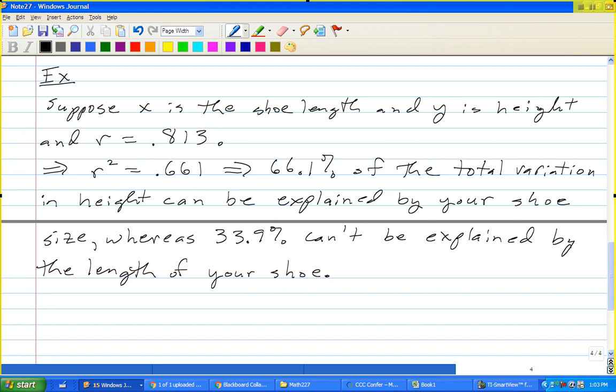So if I look at just the length of your shoe, I can more or less figure out how tall you are. I can be confident that I can explain about two-thirds of what makes your height just by looking at your shoe size. Okay. So that's the coefficient of determination.